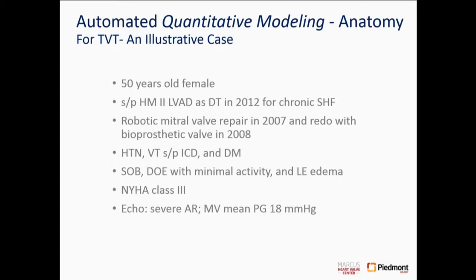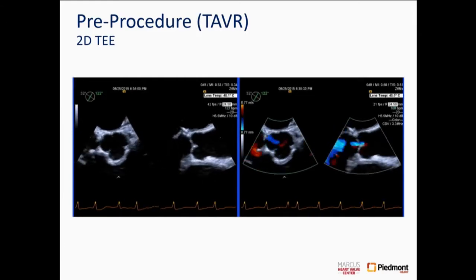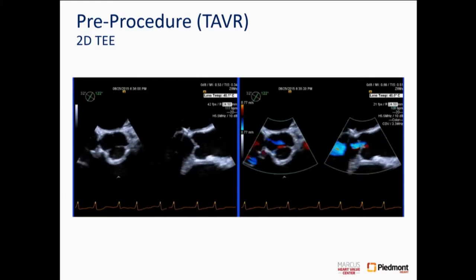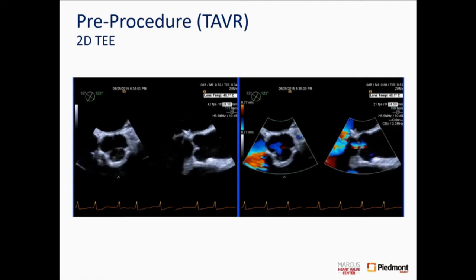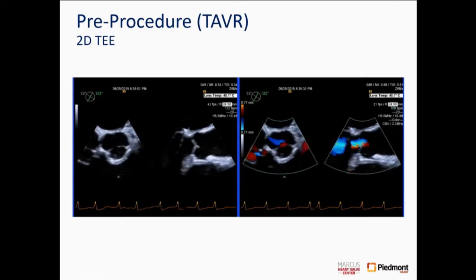This is another lady, a 50-year-old lady, unfortunate history, repeat mitral valve surgeries for failed mitral valve repair and bioprosthetic valves, has now got an LVAD because of intractable heart failure, severe AR, and also chronic kidney disease. And you can see continuous severe aortic regurgitation in somebody with an LVAD. So this needed to be fixed, and TAVR was the preferred way to fix this. Again, no calcium in this aortic valve.